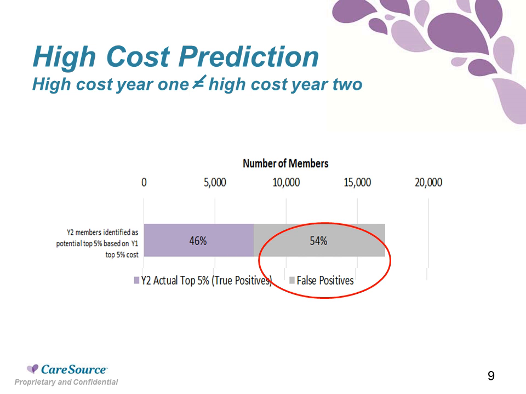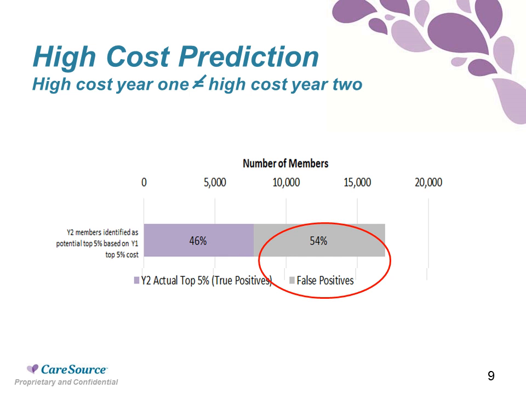Again, thinking about our population, we pretty quickly were able to identify that identifying who's in the top 5% of cost is not a particularly good predictor of who's going to be in the top 5% of cost next year. In fact, what we found is that the false positives ended up being 54%. In other words, if I look at last year's cost and take my top 5%, 54% of them will not be in my top 5% next year.